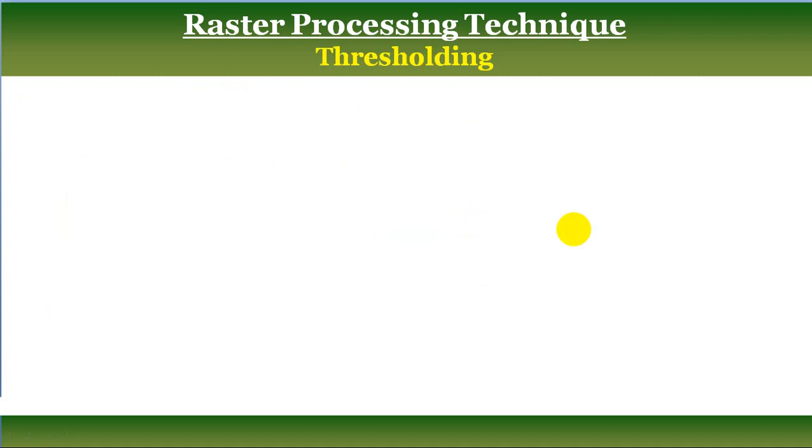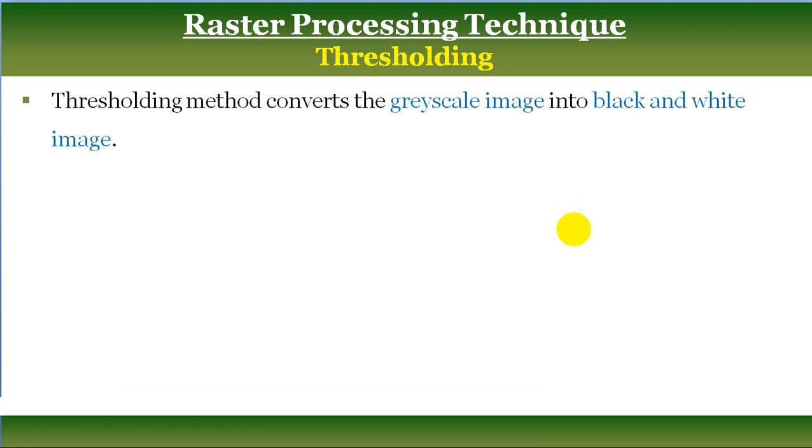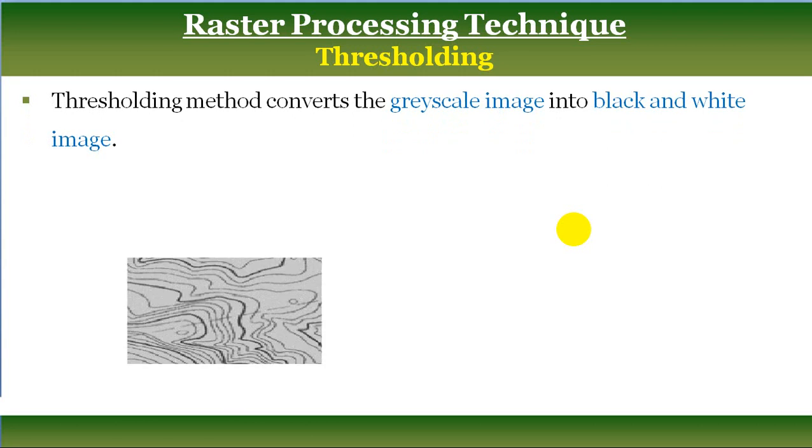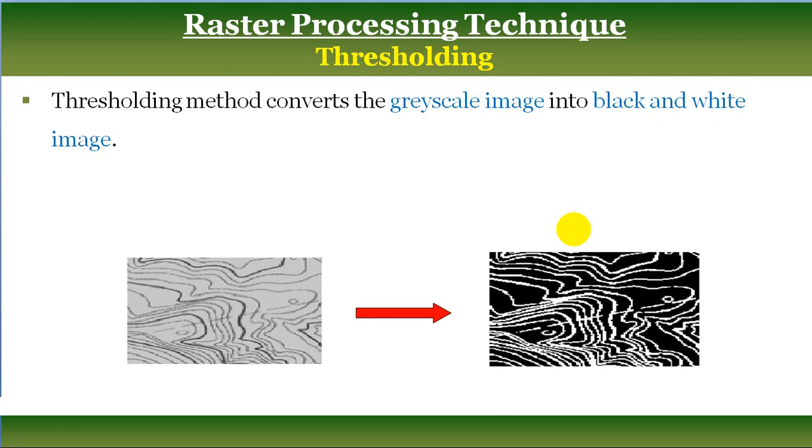Then another type of raster processing technique we use is called thresholding, which basically converts the grayscale image into a black and white image. If you have a grayscale image, this grayscale image will convert into a black and white image, something like this. There are so many gray values. These gray values are removed. We only get two values, black and white. No other gray values are there. So that technique is called thresholding.